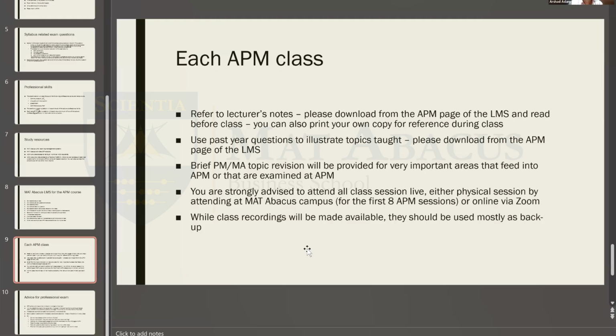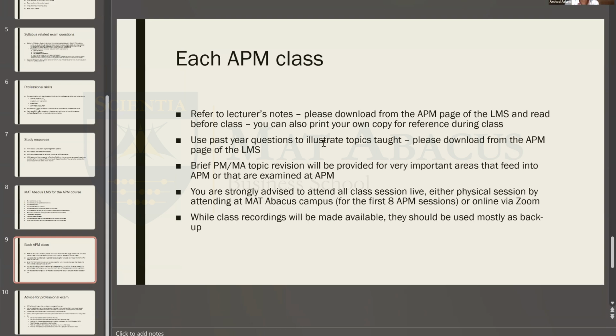Okay. So you know our LMS, you know what is APM. So just to wrap up a little bit, summarize. When you want to come to class, before you come to class, download the lecturer's notes, which are already available for download on the LMS. Try to read before the class. It is a good idea if you print your own copy. Don't try to read on your phone. It's not a very good idea. Your eyes will be damaged in the long term because it's quite small. Print a copy and then you refer. You can make notes when I explain to you.